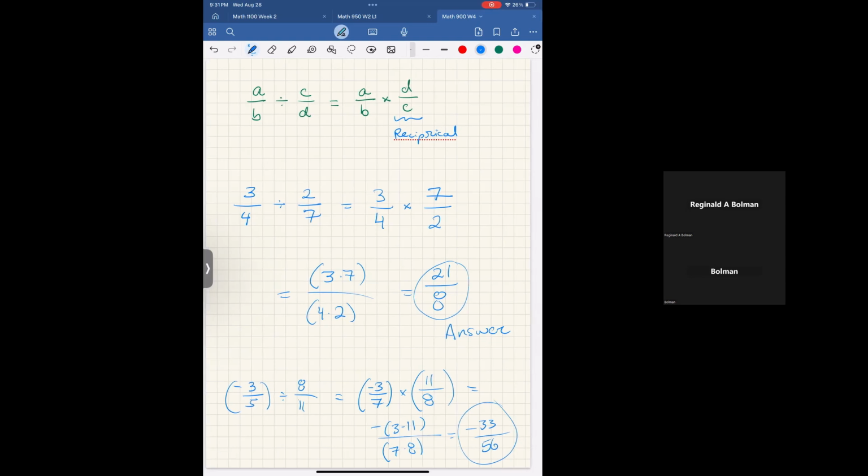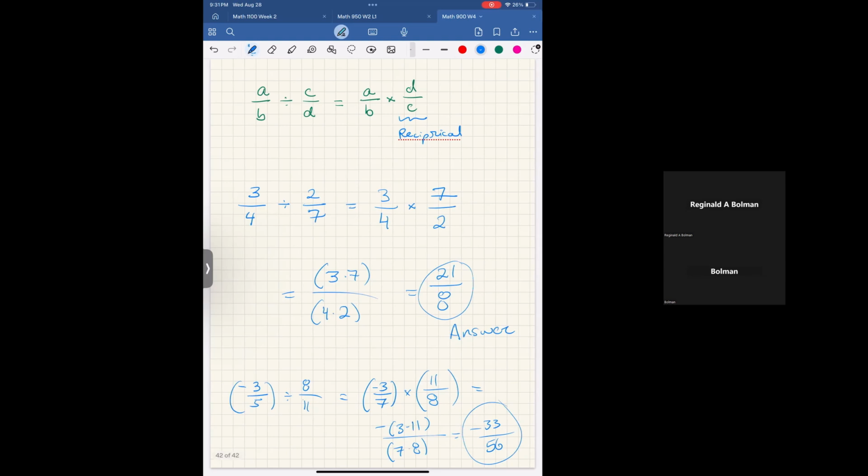When you get to this step, you have to always be aware that you might have to simplify the fraction. In this instance, though, 33's prime factors are 3 and 11. 56's prime factors are 7 and 2, okay? So since 2 isn't divisible into 3, 7 isn't divisible into 3, 2 isn't divisible into 11, 7 isn't divisible into 11, negative 33 over 56 is going to be the simplest form of that fraction. It doesn't look nice. It's definitely not pretty, but it is the simplest form of that particular fraction.